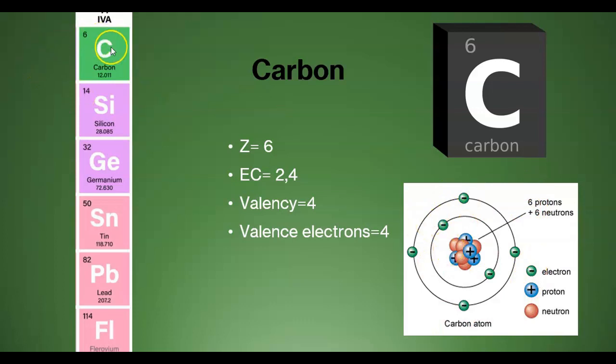So this is carbon, the carbon family. You can see it starts from carbon, then silicon, germanium, tin, lead and flerovium. Of course the valency of all these elements is 4, and the valence electrons of all these elements are 4. So that is all about the carbon family and the position of carbon in the periodic table.